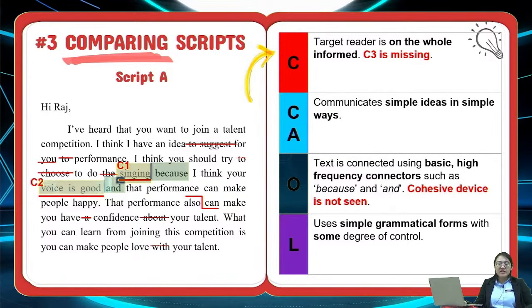Okay, then we look at the organization where we are going to look at the cohesive devices. So we can see the cohesive devices that we are able to identify in this text as simple connectors such as because and and. Alright, these are all very basic and high frequency connectors, but cohesive devices, for example, like besides that, apart from that, it is not seen in this text. So as for the language part, okay, it is mostly simple grammatical sentences, which is used with some degree of control because we are still able to identify a lot of errors in this text.